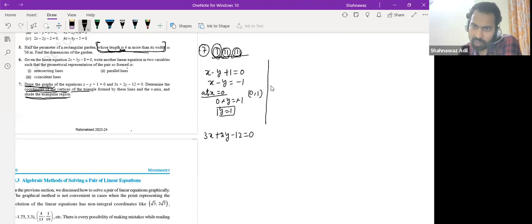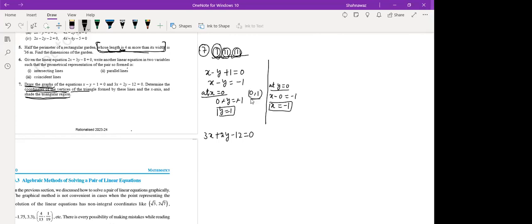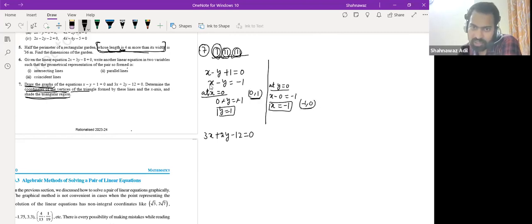And at y equals to 0, this part is 0, x minus 0, and this is minus 1. So x equals to how much? Minus 1. So what is the point that I get? Minus 1 and 0. So these are the 2 points. So for this line, we have 2 points. Now let us calculate for this line.